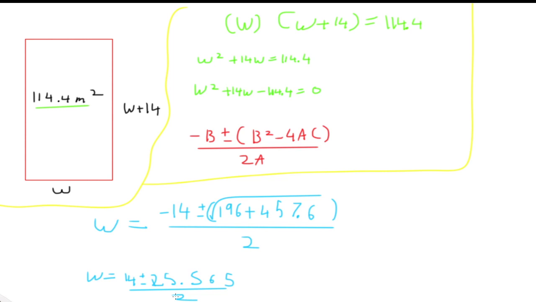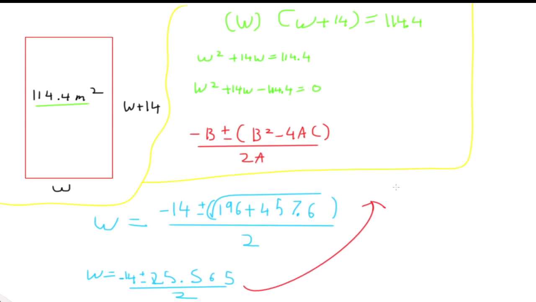So now, our quadratic equation won't work with a negative answer because an area cannot be negative, right? If you do negative 14 minus 25.565, it will be a negative number, and the area cannot be negative. So what you want to do is negative 14 plus 25.565, which is 11.565. w is equal to 11.565 over 2.